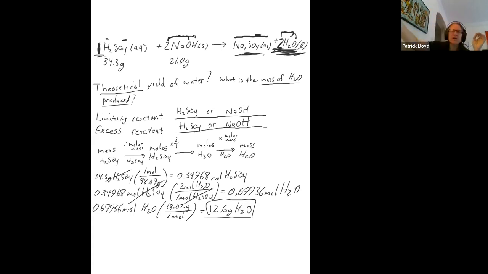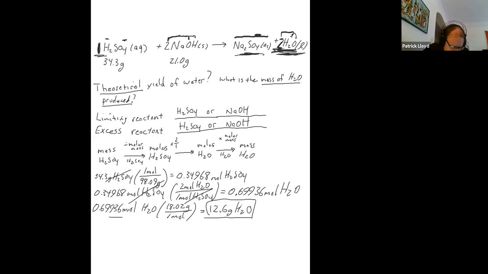That way, if there's any unreacted substances, it's the cheaper one. These are actually both materials that are produced in huge amounts. These are huge industrial compounds, sulfuric acid and sodium hydroxide. Okay, so there we go. So there, we'll do the second one now.